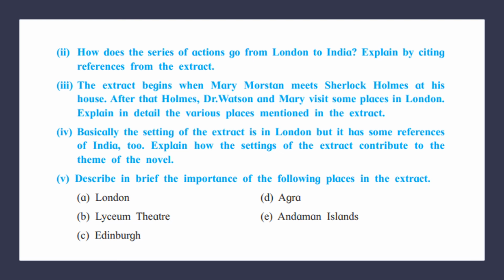How does the series of action from London to India go about? Explain by citing references from the extract. Mary's father was an officer in an Indian regiment. Mary was sent home when she was quite a child. Mary's mother died and she was placed in a boarding school at Edinburgh. In 1878, Mary's father, who was senior captain of his regiment, obtained a 12-month leave and came home. He telegraphed Mary from London that he was safe. Mary went to the Langham Hotel where she was informed that Captain Morstan was staying there, but the night before he went somewhere and never returned.